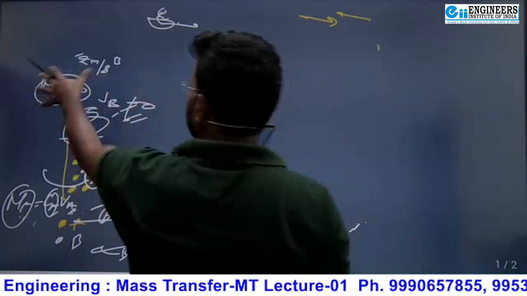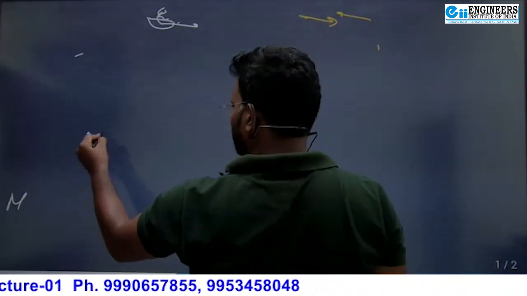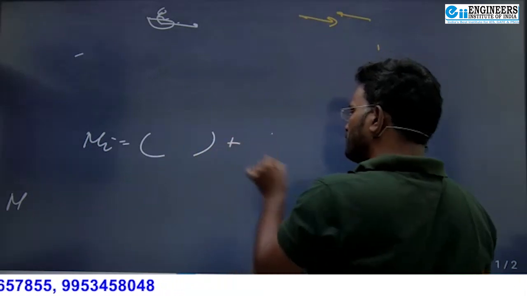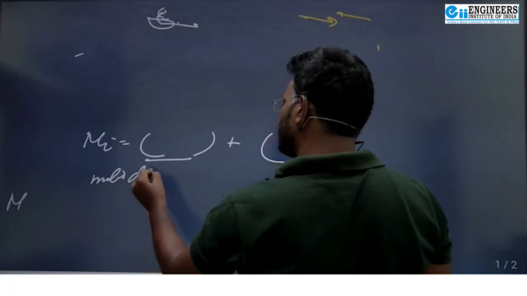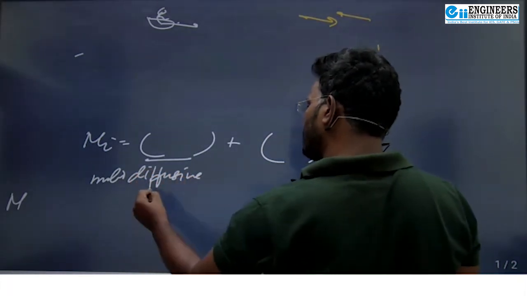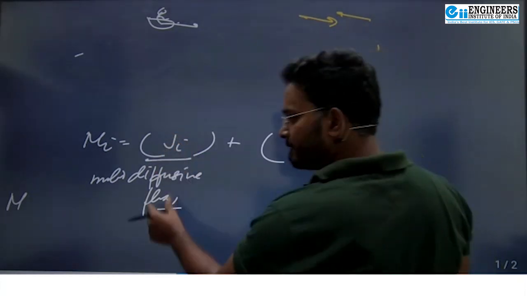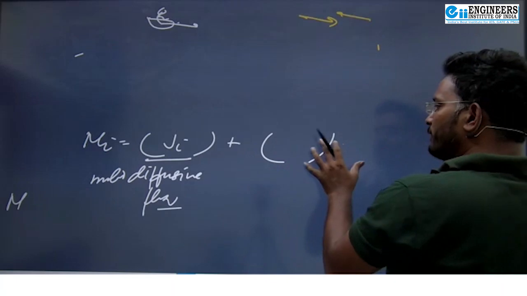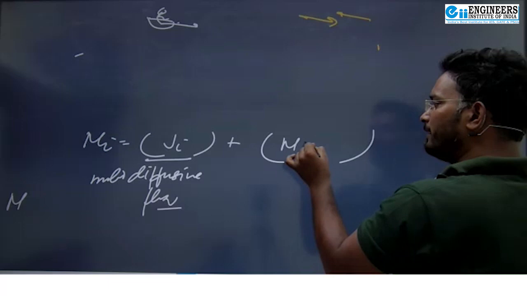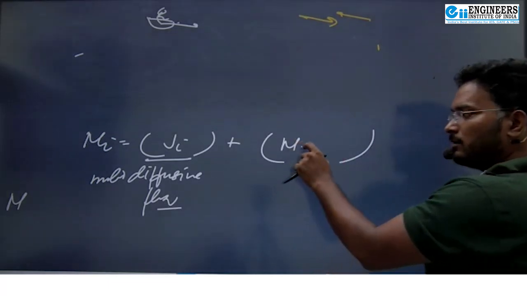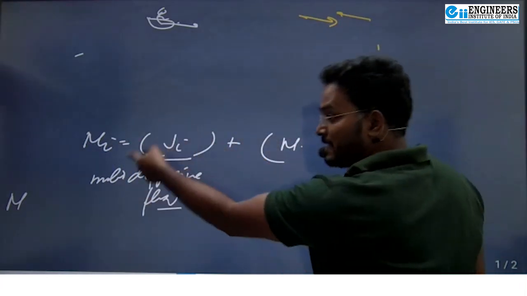Okay, now the question is how can we find this? I've told you Ni is equal to the summation of two terms. One is called the molar diffusive flux, called Ji. This is the flux of species i with respect to the moving reference frame. And how can we find this other term? This is the contribution of species i because of bulk flow. Bulk flow means N, the total flux. But what is the contribution? How can we find the contribution due to bulk flow of species i?